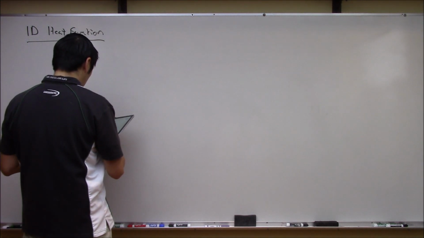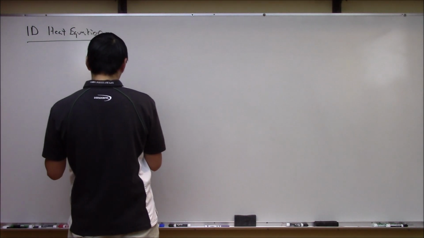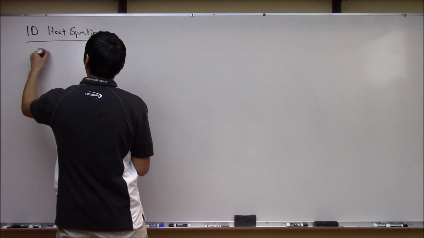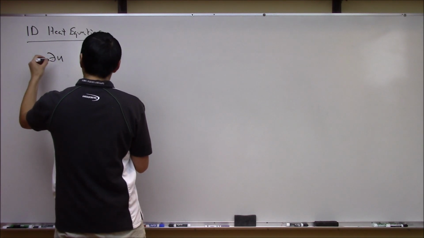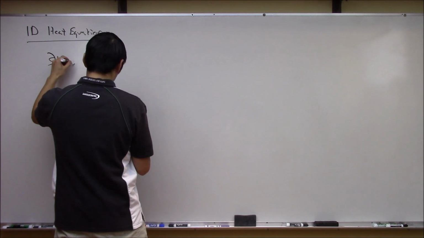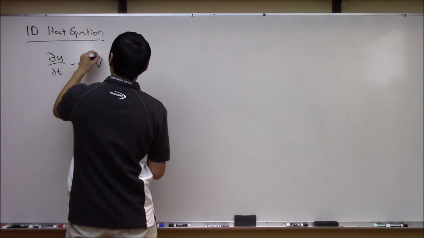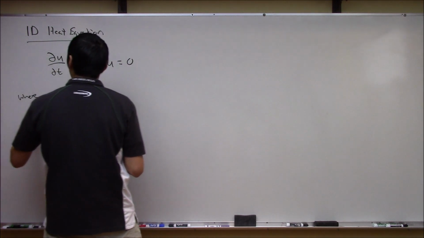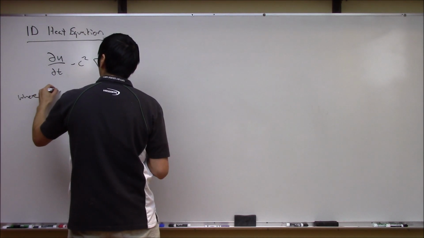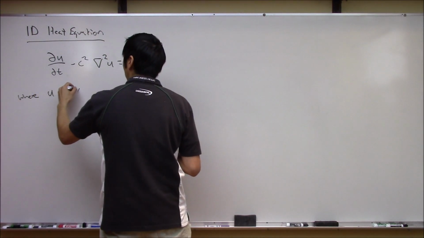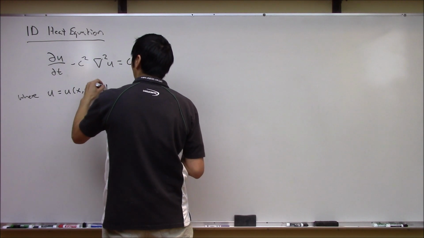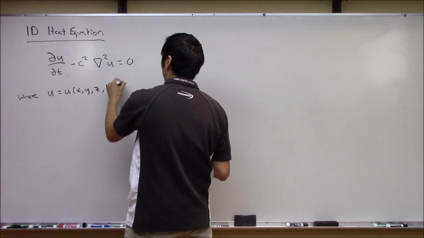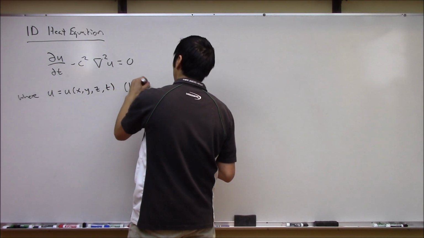So if you remember, last lecture what we derived was the governing equation for the heat equation, right? So this was partial u with respect to t minus c squared Laplacian of u has got to equal 0. In this case, if you remember, the function we're looking for here is the temperature distribution as a function of x, y, z, as well as time. That's what we're looking for. This is our temperature distribution.